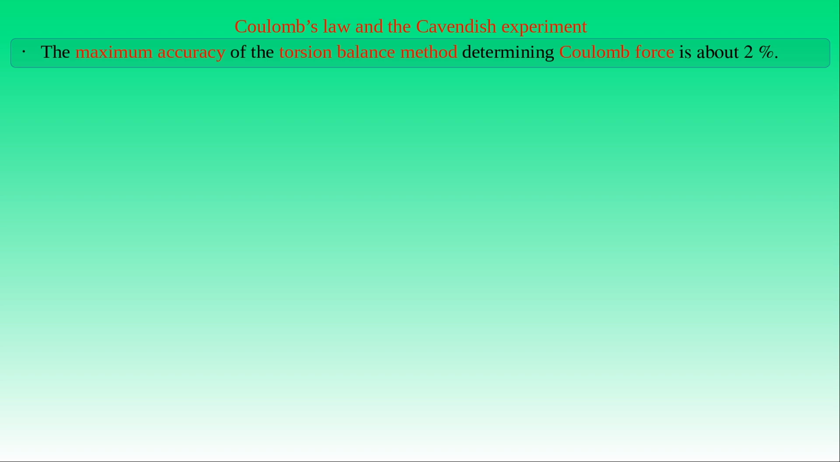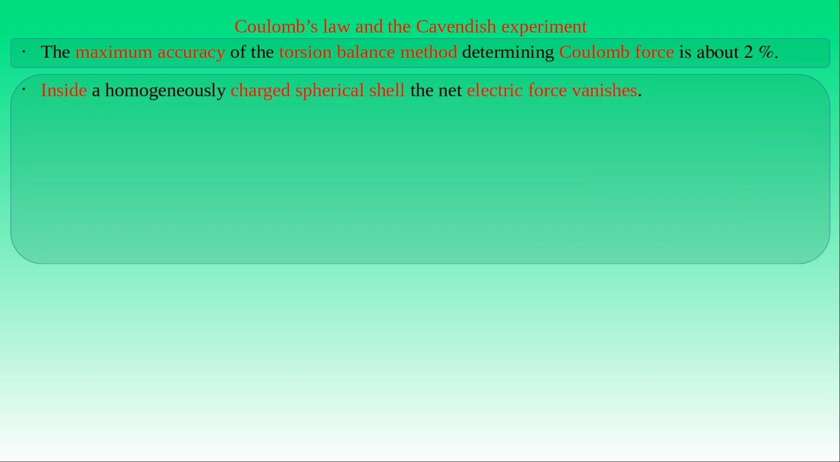This method is based on the fact that there is no electric force inside a spherical shell with a homogeneous charge distribution. The absence of electric forces inside such a shell can be proven by applying simple geometric principles. These principles were originally presented by Newton in his Principia for the proof of the absence of gravitational forces inside a massive spherical shell. They go as follows.